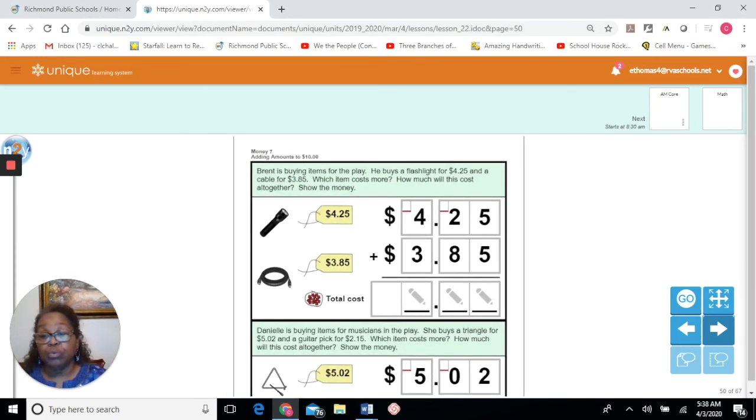Maybe we'll get some regrouping this time. It looks like we will. Brent is buying items for the play. He buys a flashlight for $4.25 and a cable for $3.85. Which item costs more? Let's make that comparison. We're going to start with the dollar value. $4 compared to $3. $4 is more. The flashlight costs more. Excellent.